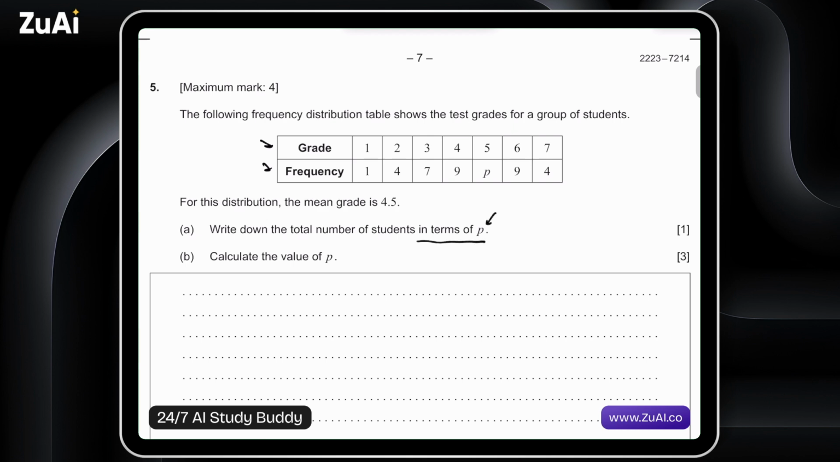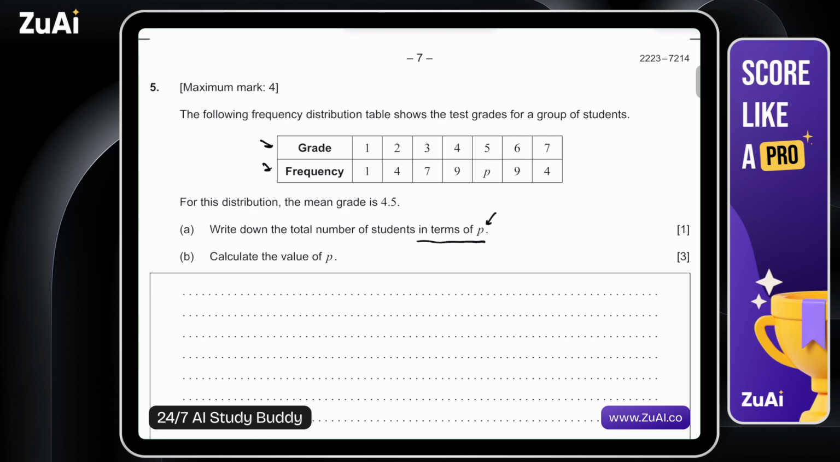So not a bad question itself, but you need to know what it's asking. So total number of students. So these are all the students that took part. We know that 1 student got a grade of 1, 4 students got a grade of 2, 7 students got a grade of 3, 9 got a grade of 4, and so on. And then this is the total if we add it all up.